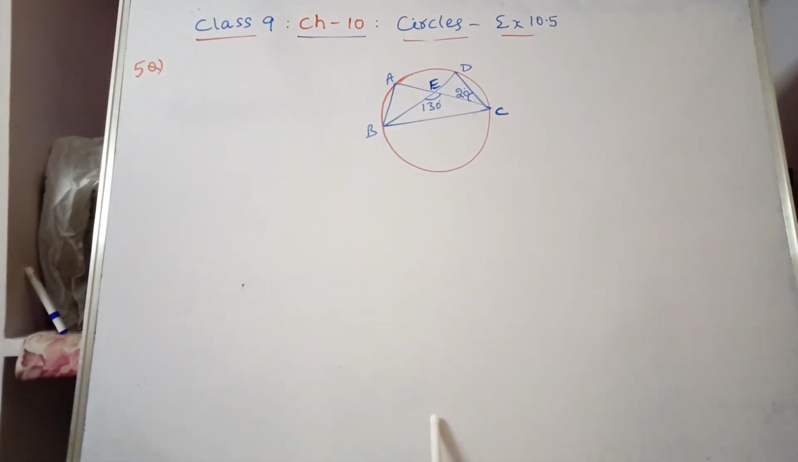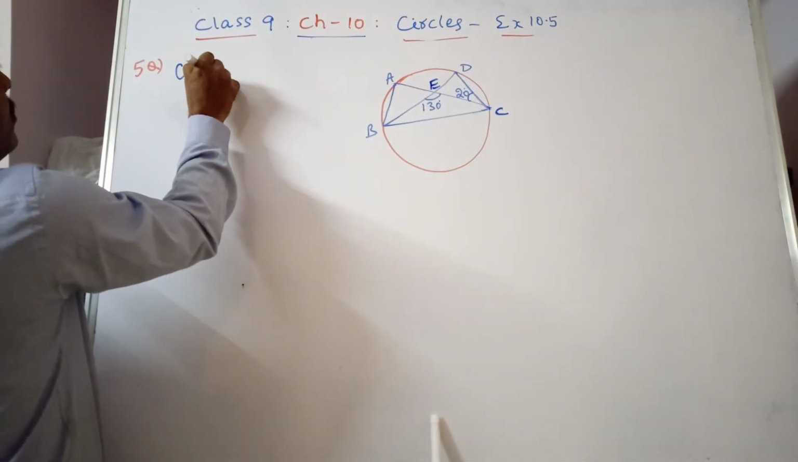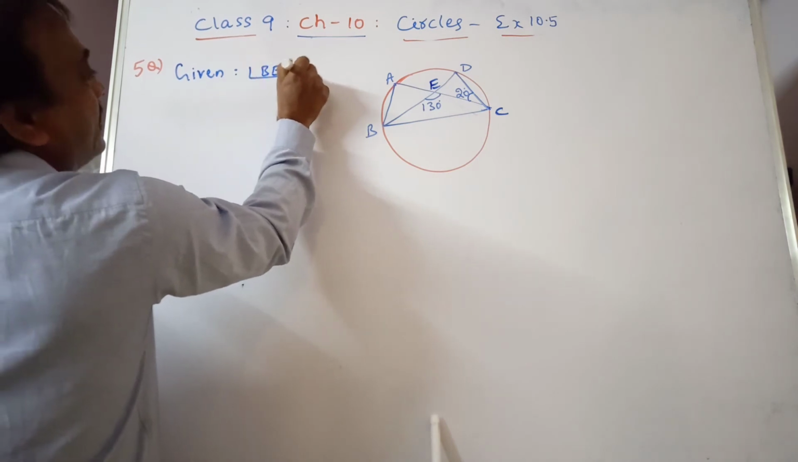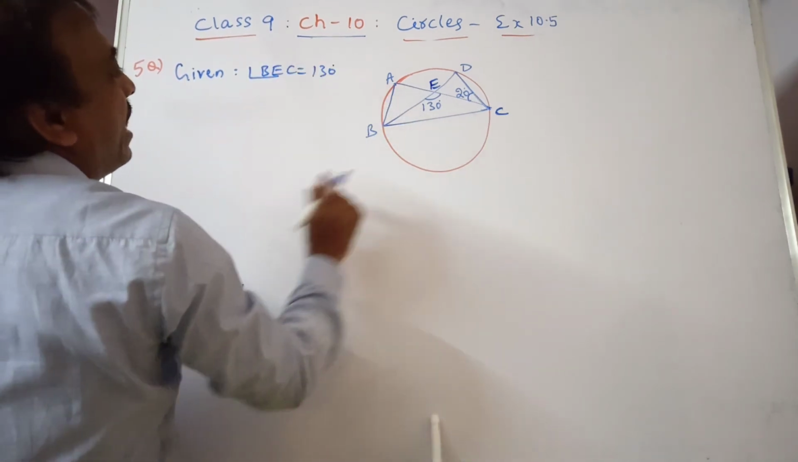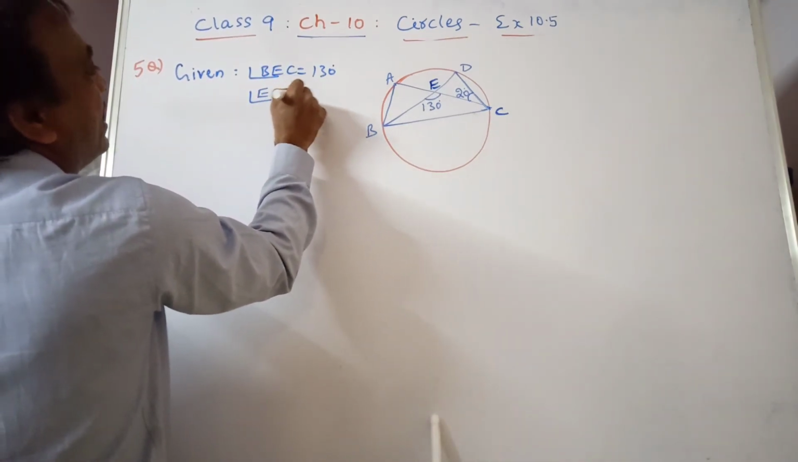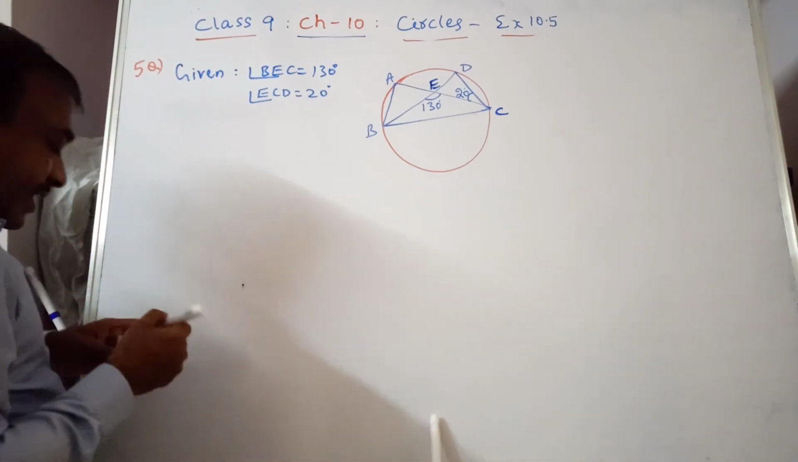We have to find angle BAC. Angle BEC is given as 130 degrees, and angle ECD is also given, ECD is equal to 20 degrees. We have to find angle BAC.